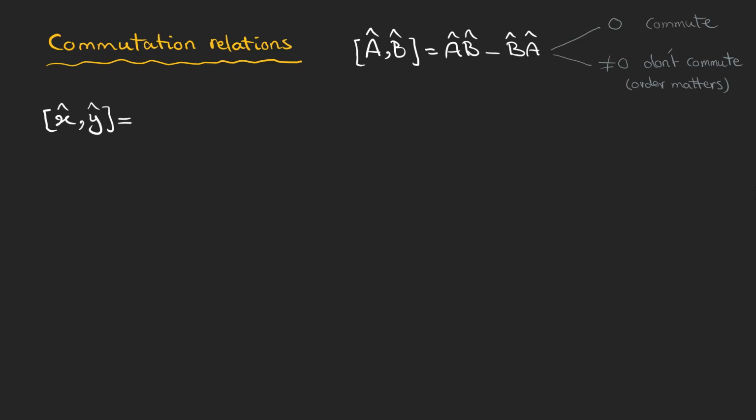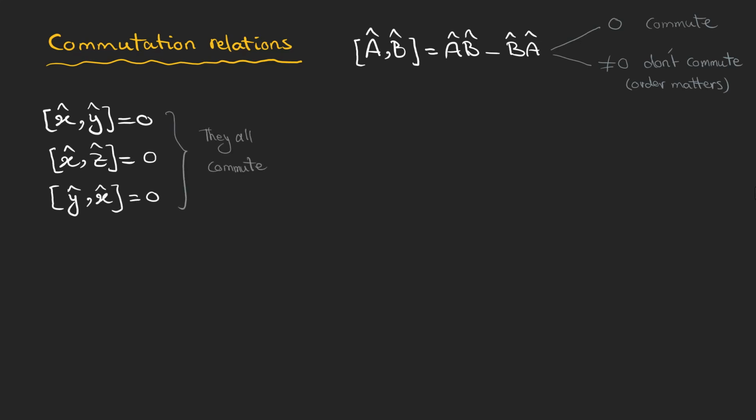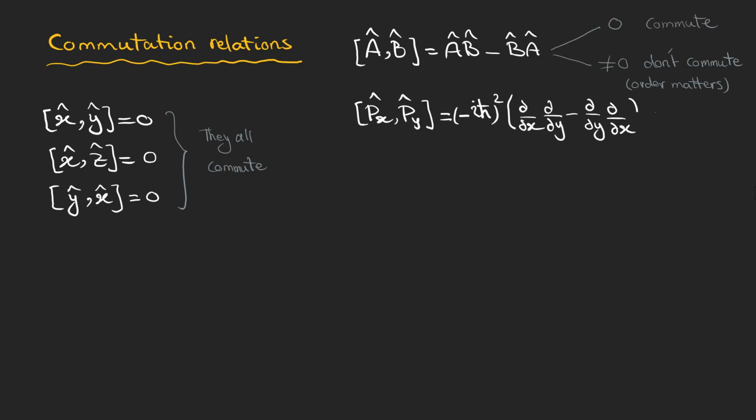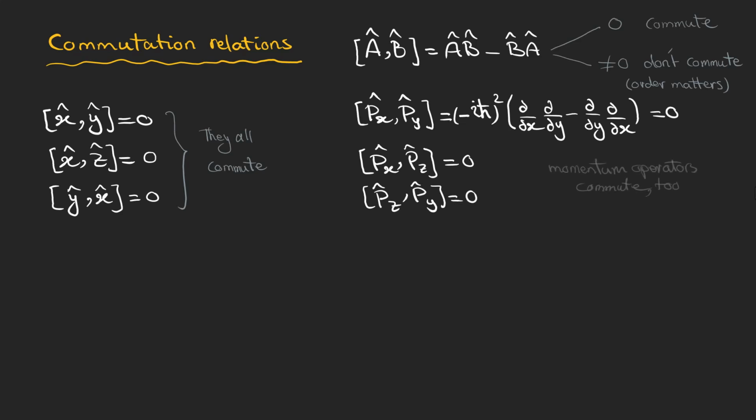For example, the commutation relations for position operators are zero, and they all commute with each other. For momentum operators, we have the same thing. And as you can see, for example, px and py commute. And if you do the same thing for px and pz, and py and pz, you can see that they also commute too. So momentum operators commute too, like position operators.